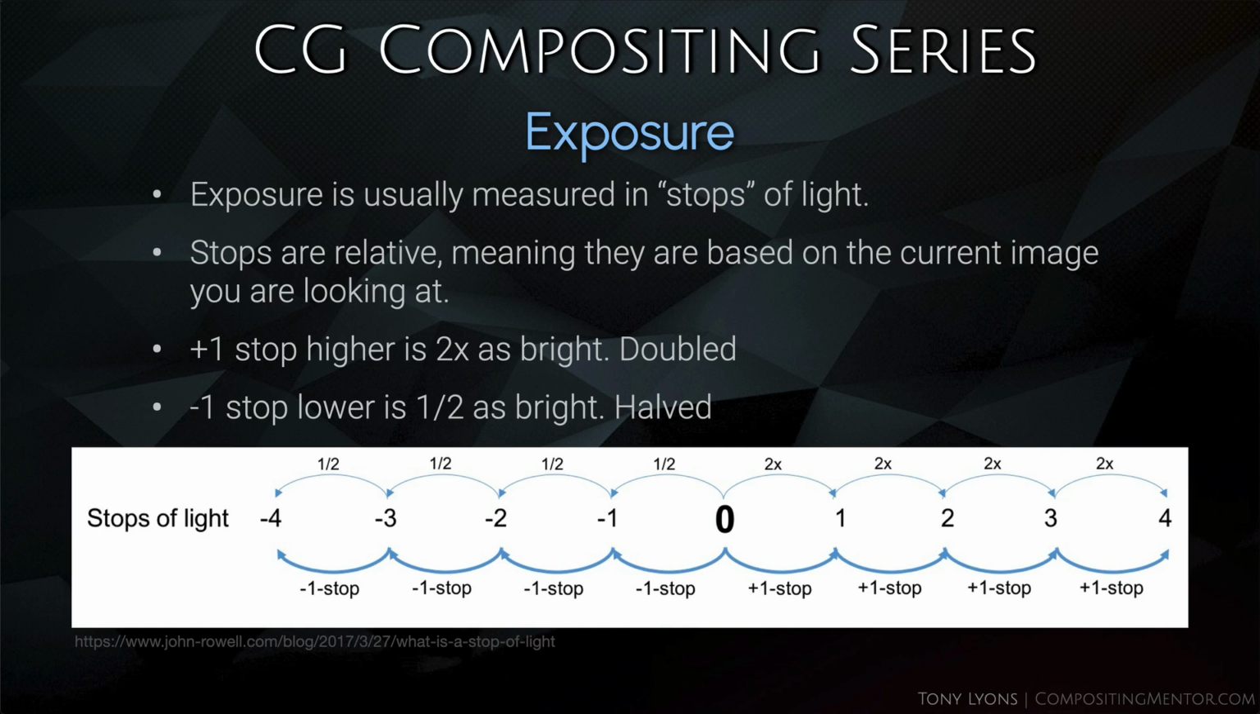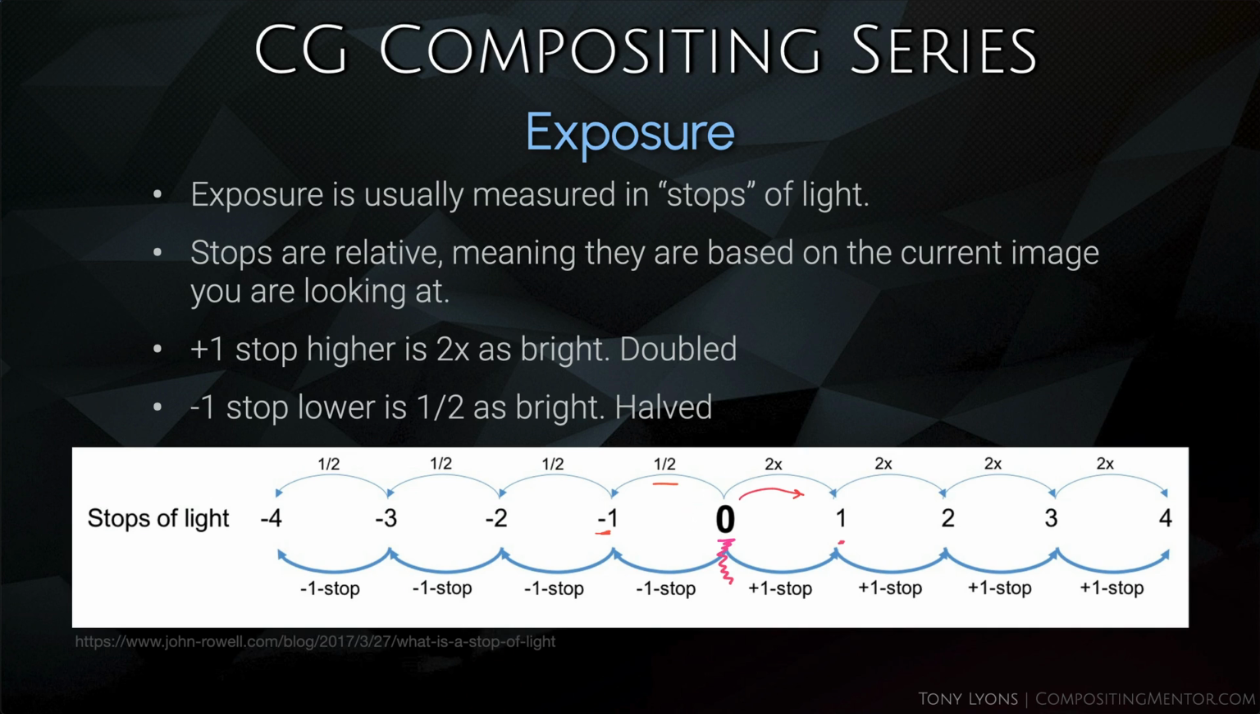So stops are relative. That means that they're based on what you are currently looking at. Wherever your image is right now, that is where the 0 point is. That's where we're starting from, right? So if somebody says they want something one stop brighter, that just means that they want it twice as bright, so double the intensity, multiply by 2. And if they want it one stop lower, that's just half as bright, so half as intense as the current image that you're looking at.